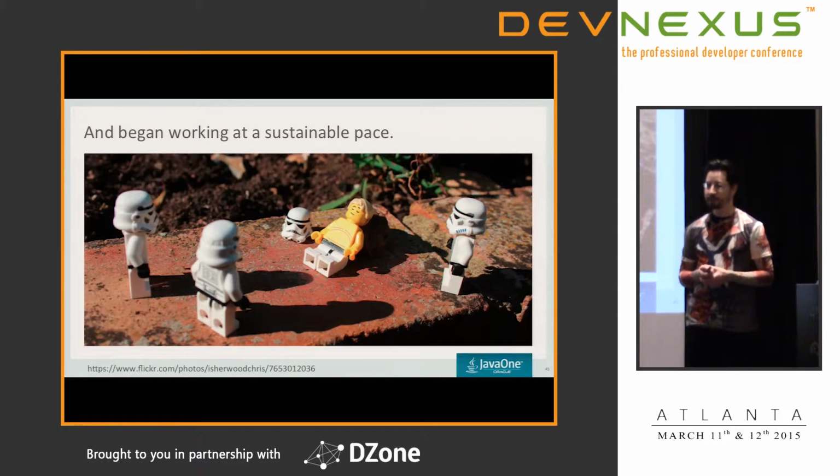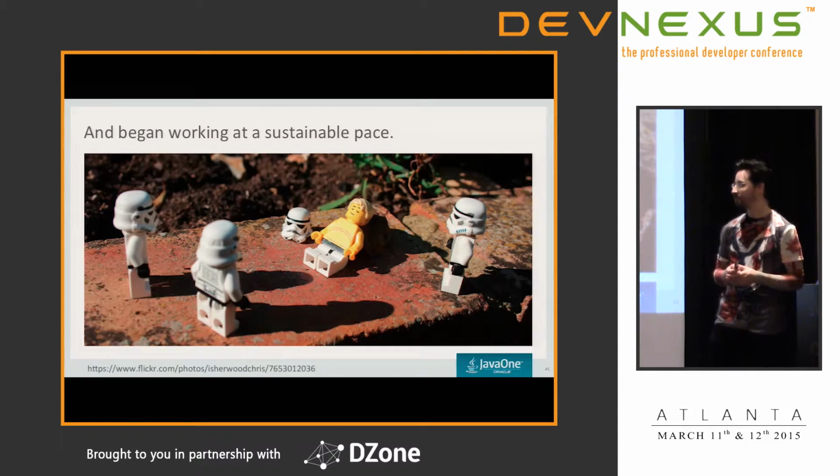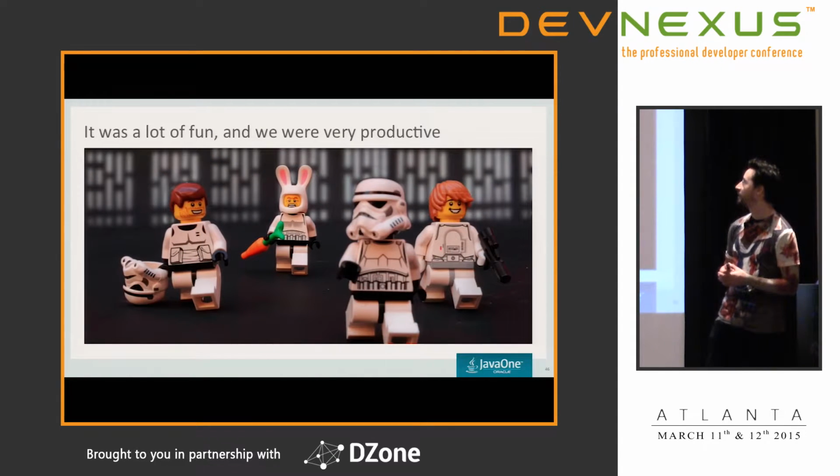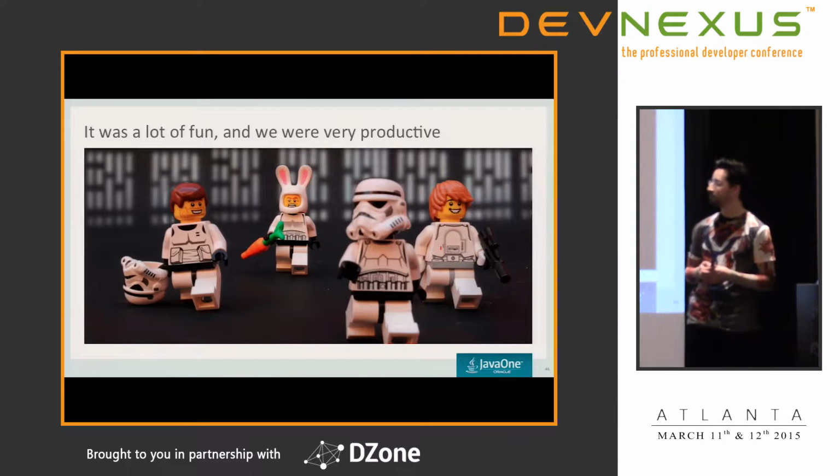Started working at a sustainable pace. Well, sustainable pace for the Valley is like 9-10-hour days, but in comparison to the rest of the teams, we were having a relatively leisurely life. And, you know, pretty productive, happy team, knocking stuff out, getting stuff shipped. So, you know, life was good.